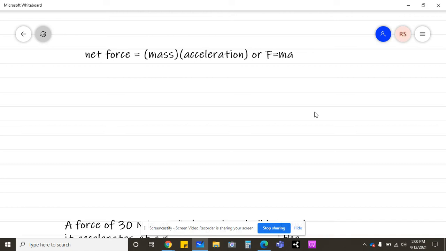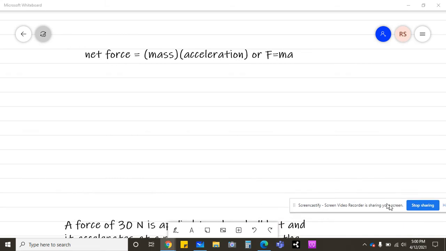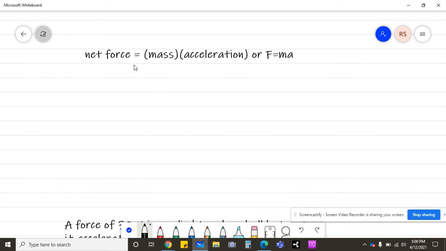Hey everybody. So this is a direct teacher review on how to calculate net force, mass, and acceleration using the formula F equals ma. So on your formula chart, you're going to see this, and this is just going to remind you how to set up your stuff. So first thing, if you see any questions that have force, mass, or acceleration, you know that you are going to be using the formula triangle.